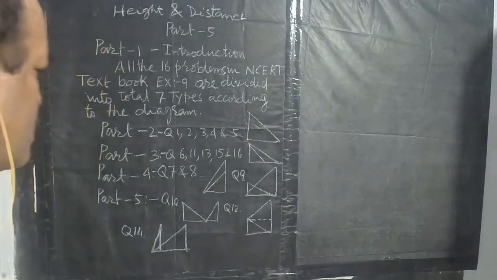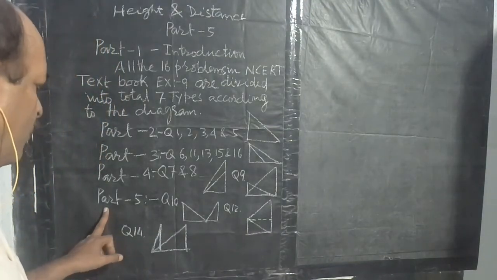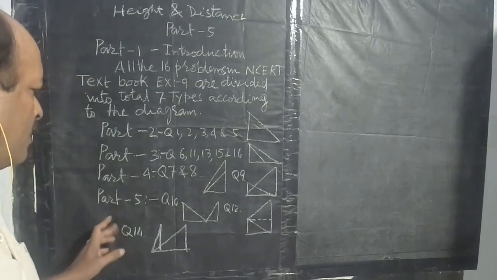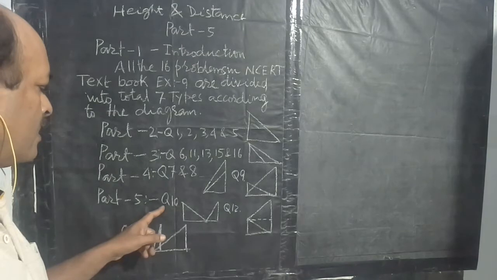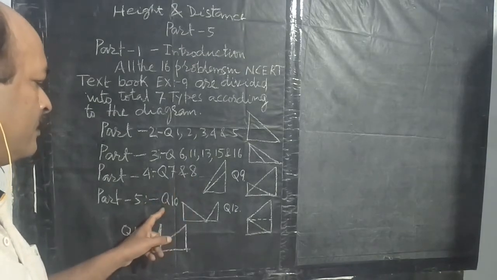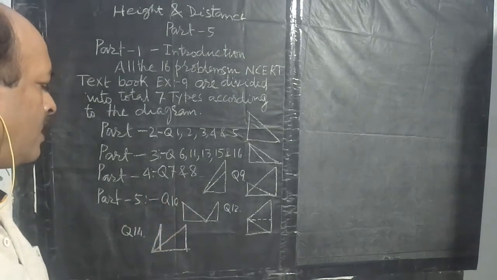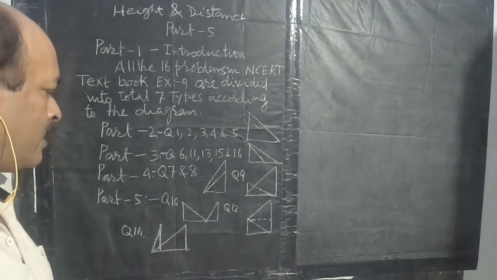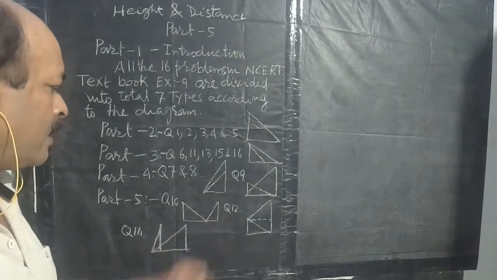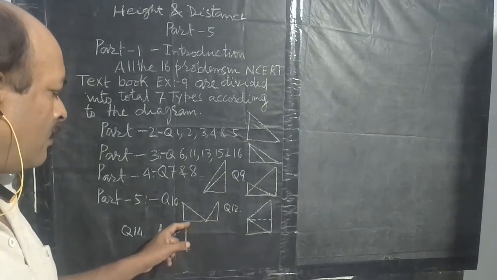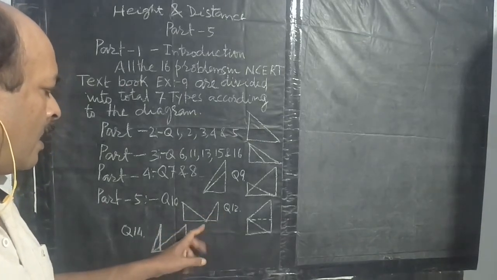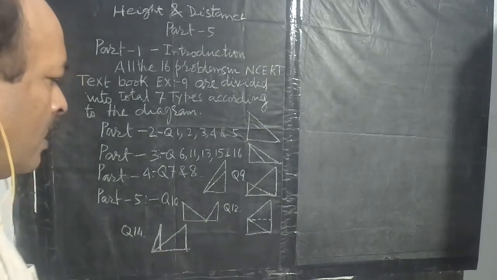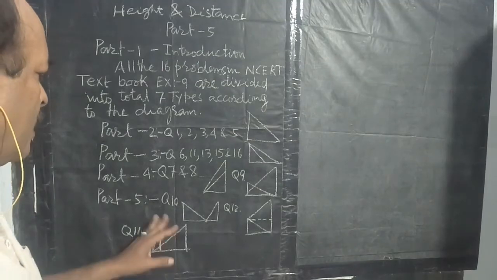Now, in part 5, today we will conclude the chapter. The last part, part 5, is type 5. Type 5 is question 10. Here both the horizontal lines are at the same distance, both the vertical lines are at the same distance, and in between is a horizontal line, but the horizontal distances are different at the point in between. This is type 5.